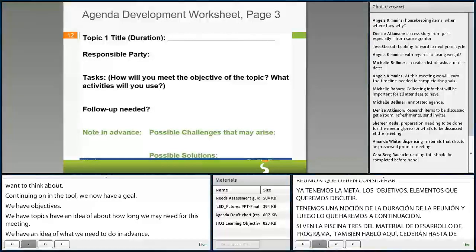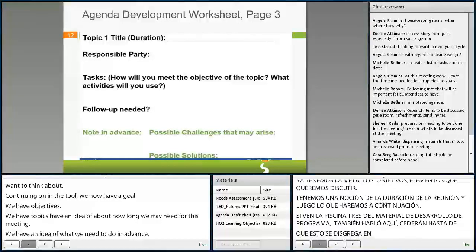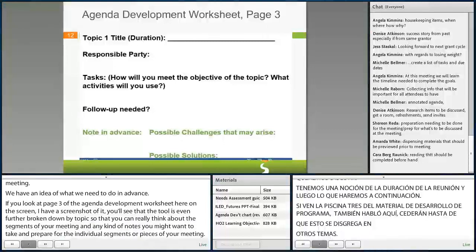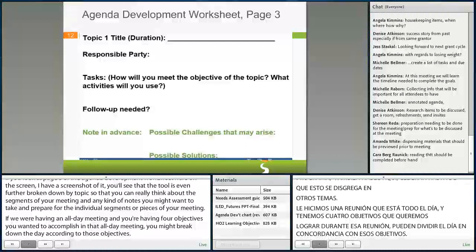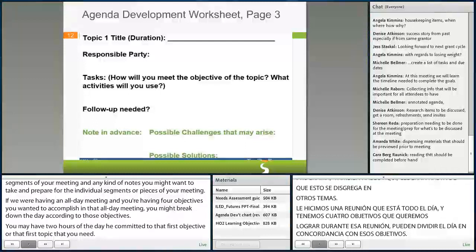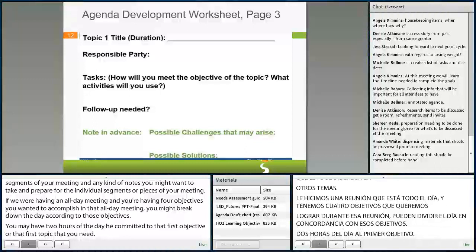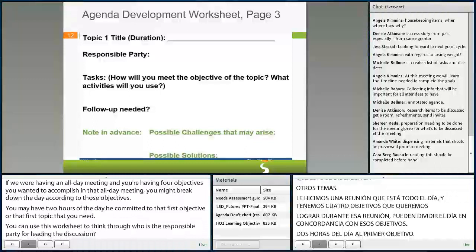So if we were having an all-day meeting, right, and you had 4 objectives that you wanted to accomplish in that all-day meeting, you might break down the day according to those objectives. So you may have 2 hours of the day be committed to that first objective or that first topic that you named. And you can use this worksheet to think through who is the responsible party for leading the discussion, but also for accomplishing whatever needs to be done during that time at the meeting.